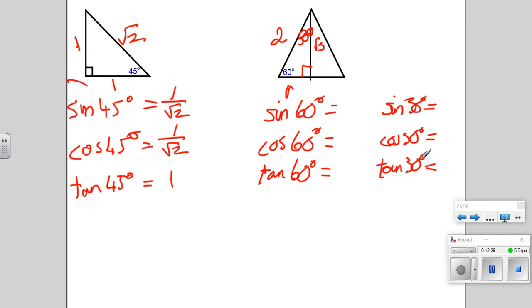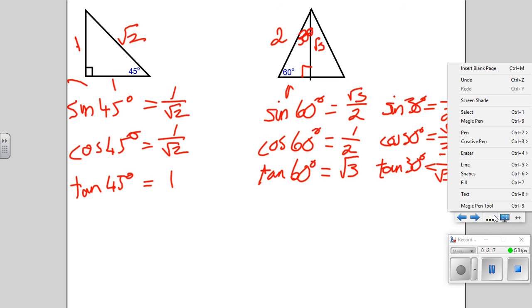Okay, right, so let's have a look. Sine of 60 is our opposite divided by our hypotenuse, so it's root 3 over 2. Cos of 60 is our adjacent divided by our hypotenuse, so it's a half. And tan of 60 is our opposite divided by adjacent, so it is root 3 over 1, which is root 3. Okay, sine of 30 is our opposite, which is 1, divided by our hypotenuse, which is 2. Cos of 30 is our adjacent, which is root 3, divided by our hypotenuse, which is 2, so root 3 over 2. And then tan of 30 is opposite over adjacent, so 1 over root 3. And do not take that to be negative, that was me making a mistake. It is 1 over root 3, not negative 1 over root 3.